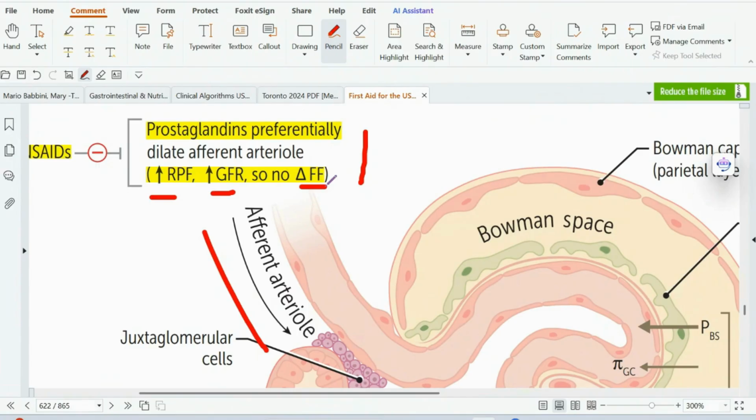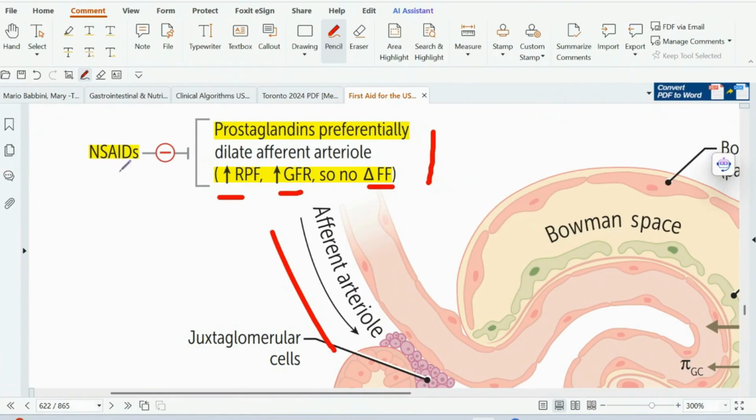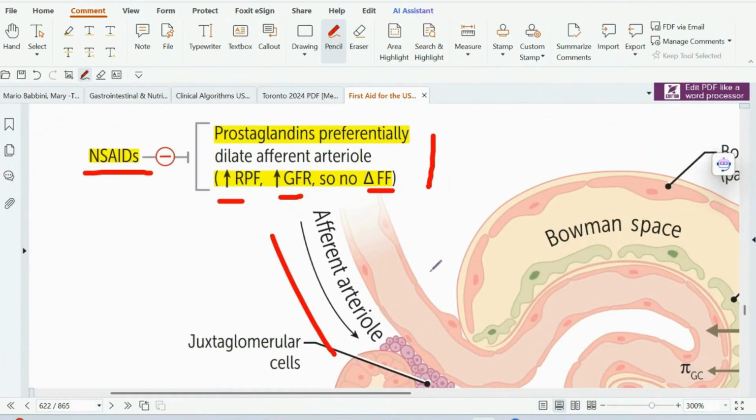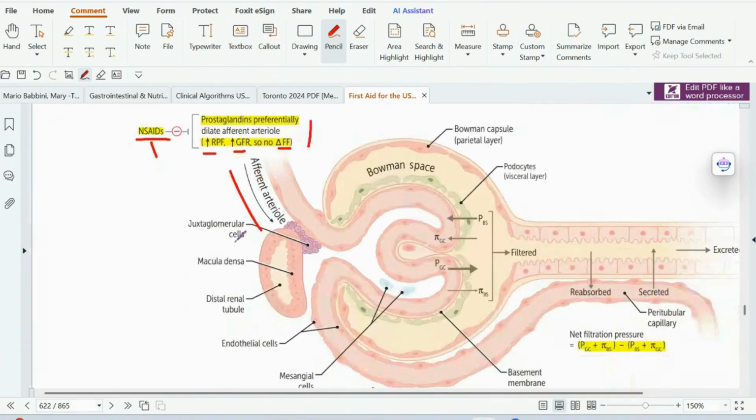Now, how are prostaglandins inhibited? By NSAIDs, which means low GFR for a person who is on NSAIDs, low renal plasma flow for a person who is on NSAIDs, and then no change in filtration fraction. Do these two make sense? So when they say NSAID-induced nephropathy, NSAID-induced nephrotoxicity, this is what they're talking about. You're not allowing your glomerulus to receive blood. That's it. So that's how NSAIDs damage your kidneys.